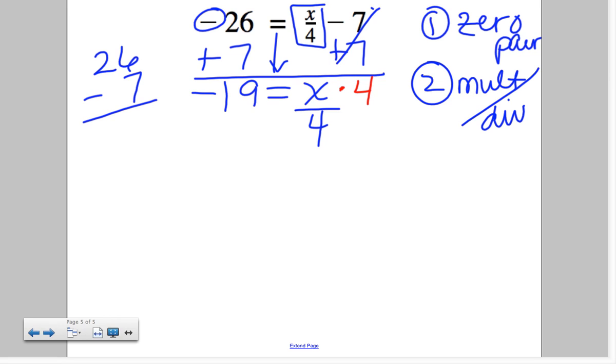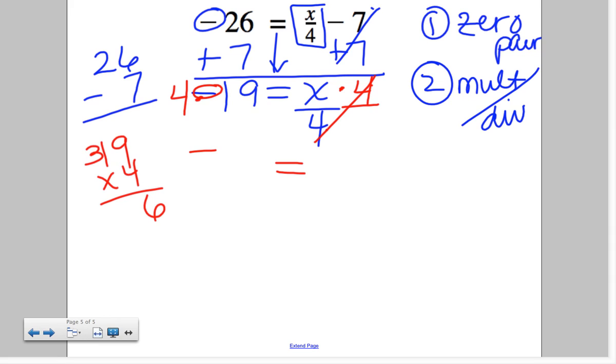Now from here, again, we're going to get rid of that division by 4 by multiplying by 4. And again, if you notice, we have a 4 over 4, which is a 1. And then we're going to multiply by 4 over here as well. And since we have one negative, 4 times 19 is going to be a negative answer, hopefully negative is what you think. And then 19 times 4 is going to give us 76. Negative 76 is going to be equal to our x.